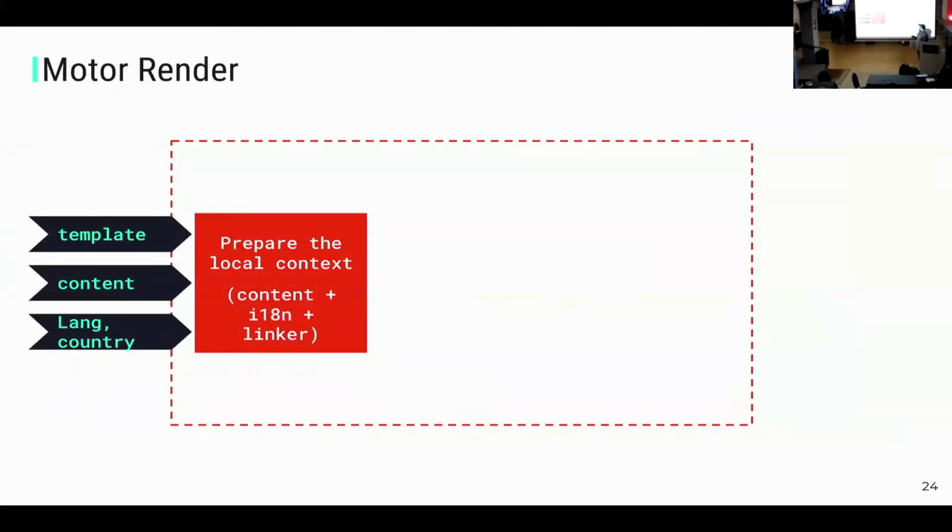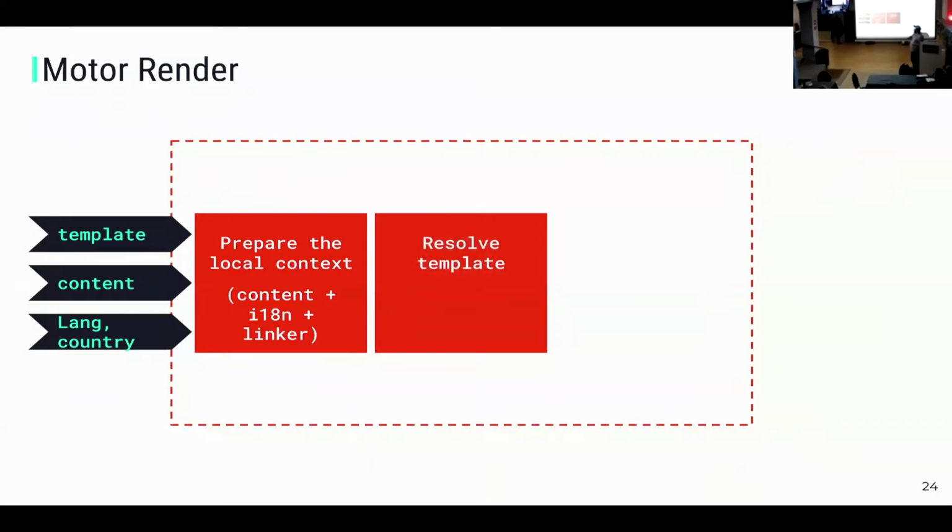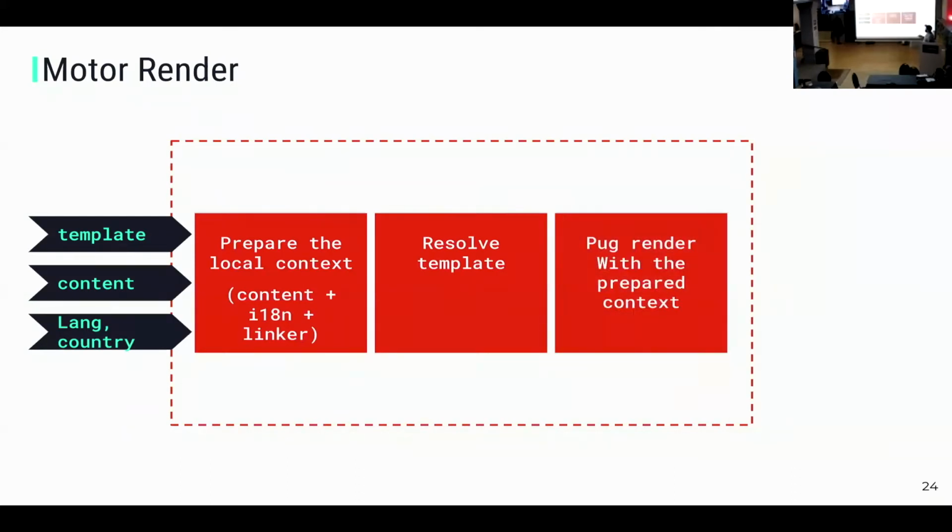So I know which template I will use. I will just prepare the context. We have another plugin we are using for linking stuff. And then we will resolve which template we will be using, and then we will simply render the template. We are using Pug in this case. And then, of course, we will render the page.